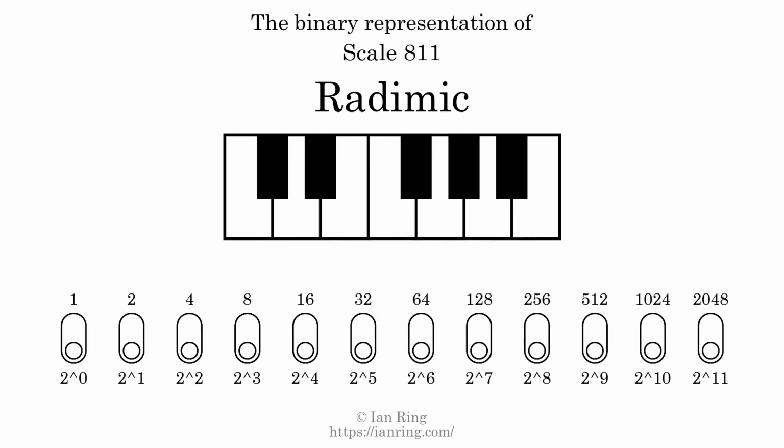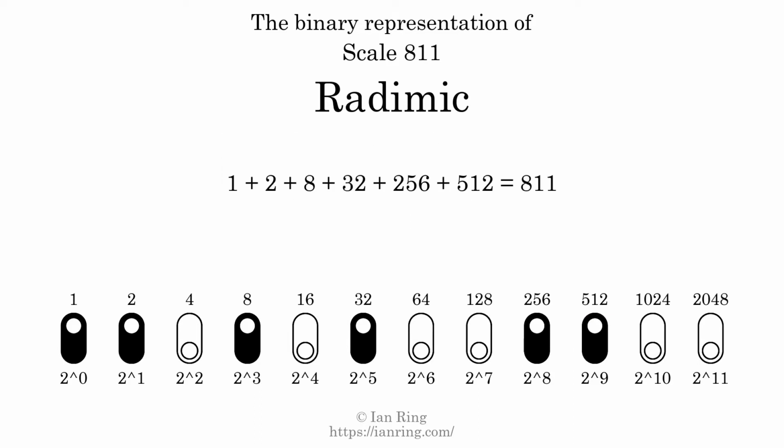The binary representation of this scale is determined by mapping tones of the scale to binary digits. Each binary digit represents a power of 2. To get the scale number, we add the powers of 2 together. The powers of 2 that are present in the scale, all added together, equals 811. That is why the scale number, in decimal, is 811.